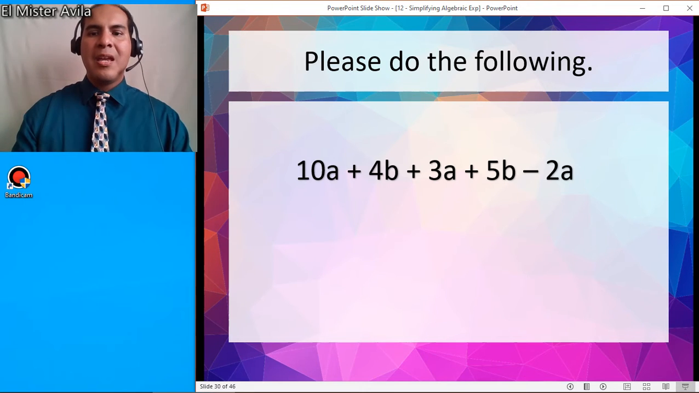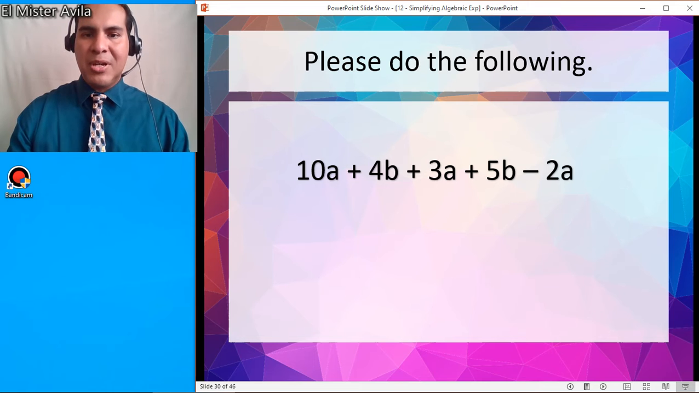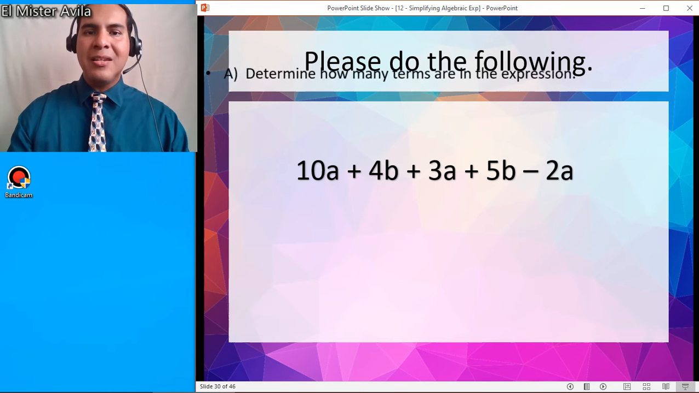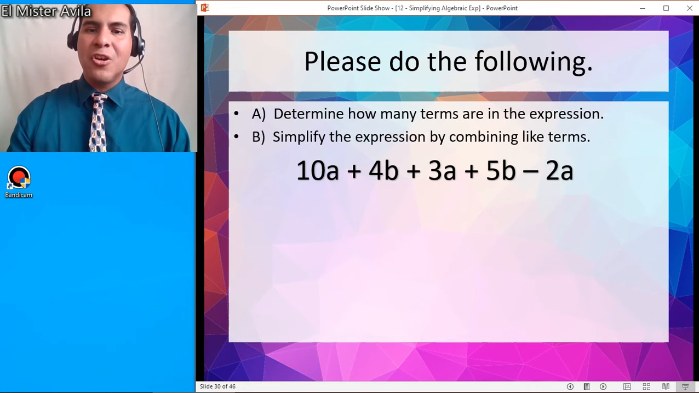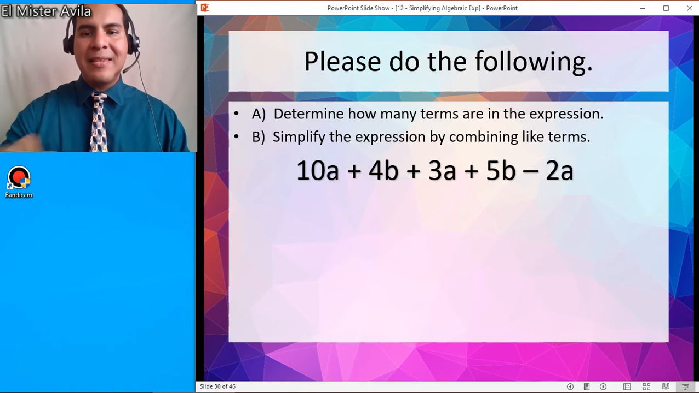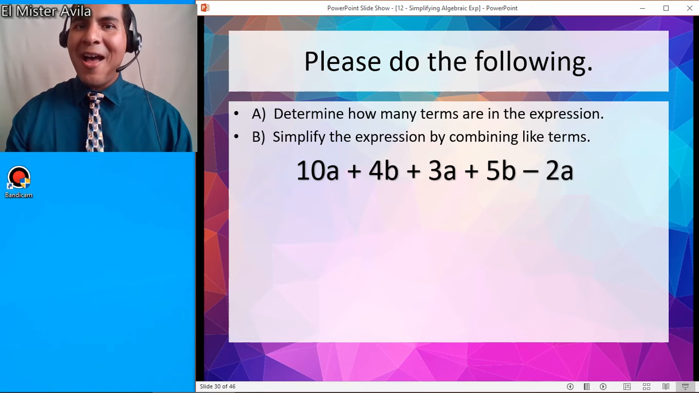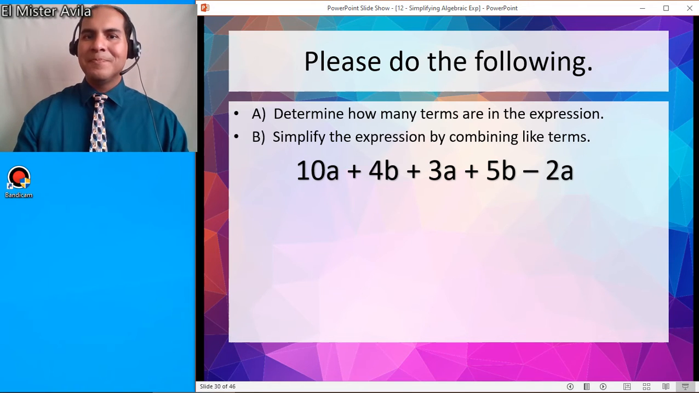Your turn. Please simplify the following algebraic expression, and also tell me how many terms there are in the expression. So write down how many terms there are, and then simplify the expression by combining like terms. Pause the video, and when you're ready, unpause to see if you simplified correctly. We're moving on in 3, 2, 1.